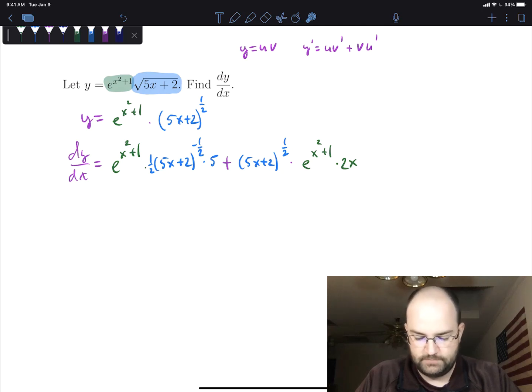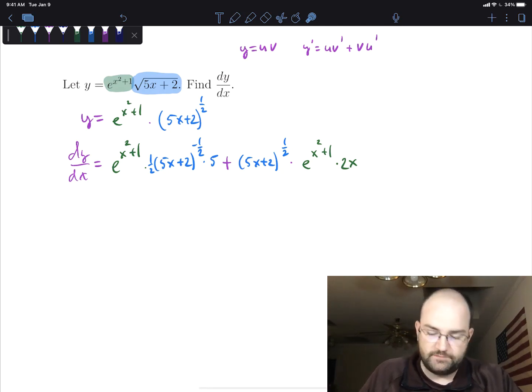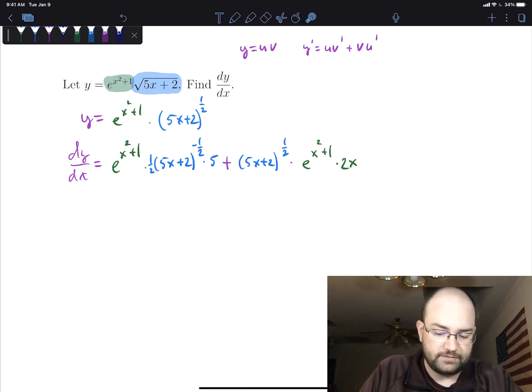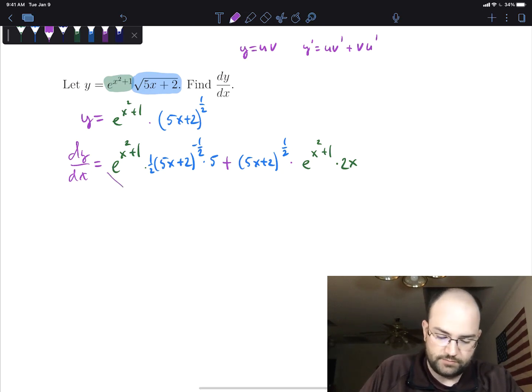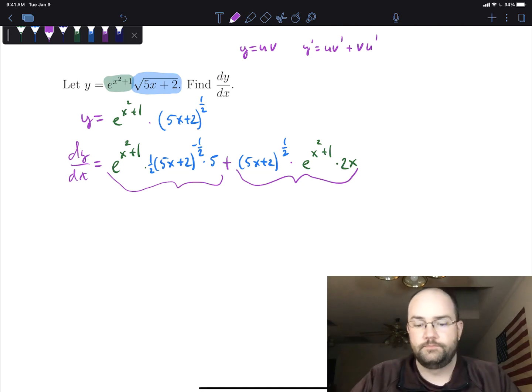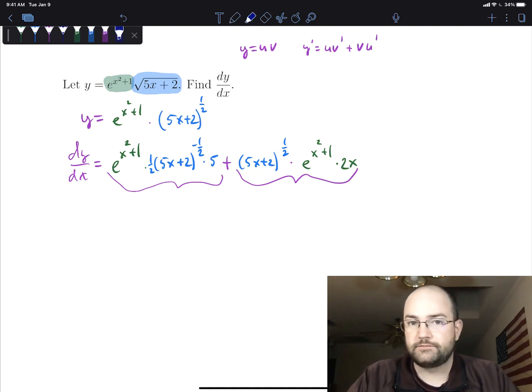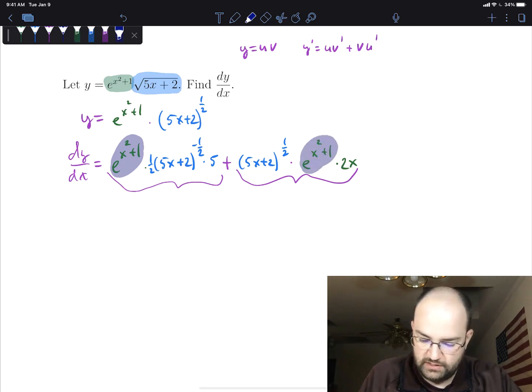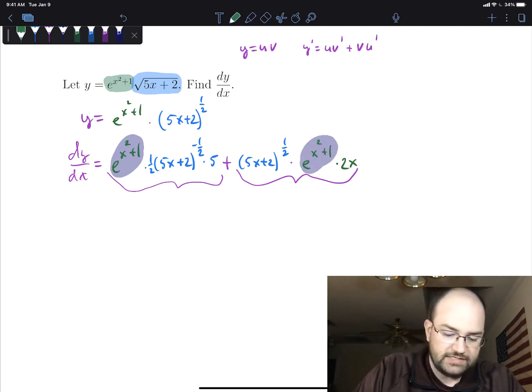Good. And this is the derivative, but we need to simplify this. Now, often when we're doing this, we're going to have common factors. Notice that there are two different terms here. There's a term here, and there's a term here. So, let's look for common factors. And first of all, notice that there's an e to the x squared plus 1 in both of these. So e to the x squared plus 1 will come out front.